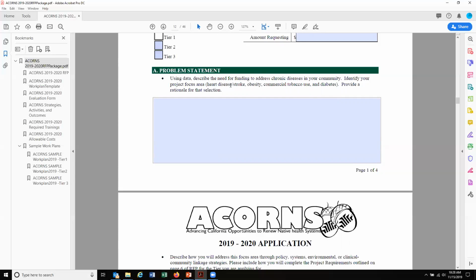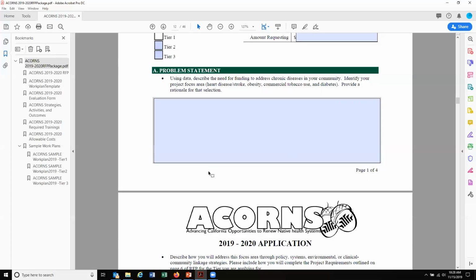Additionally, you will need to identify which your main project focus areas will be for this year and provide a rationale for that selection. I know that there's several of you that have SDPI grants or tobacco grants or different things like that. So either use some information from those applications to support the need, or also use them as a reason why you're selecting a different topic area because you already have funding to support those project activities.